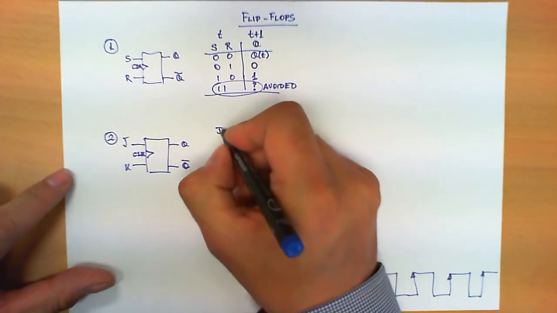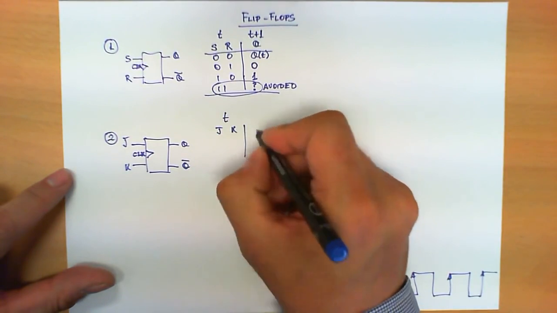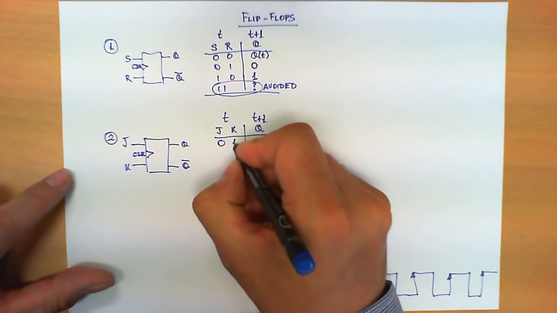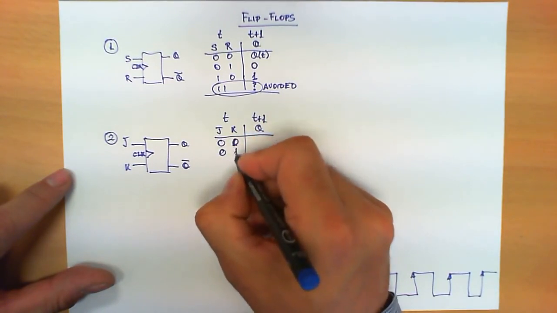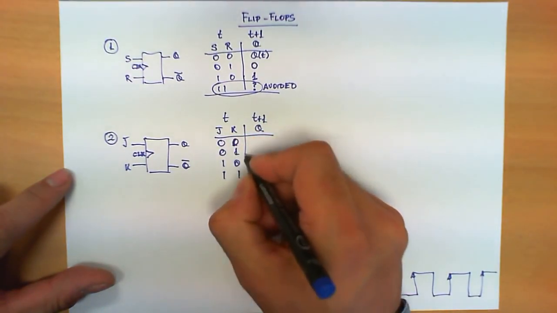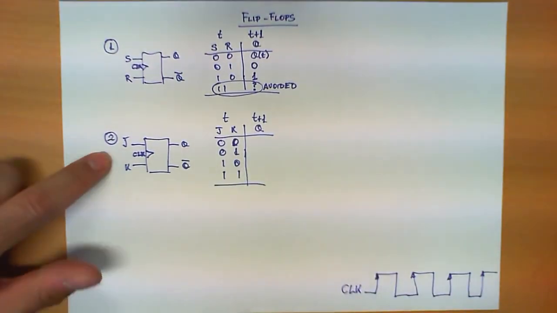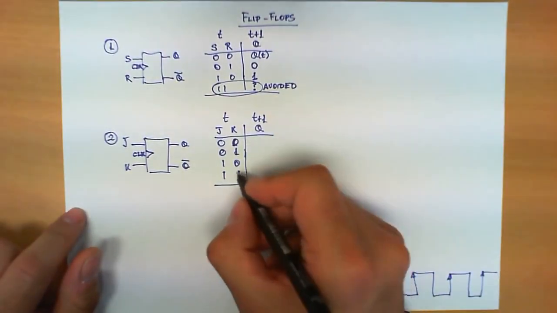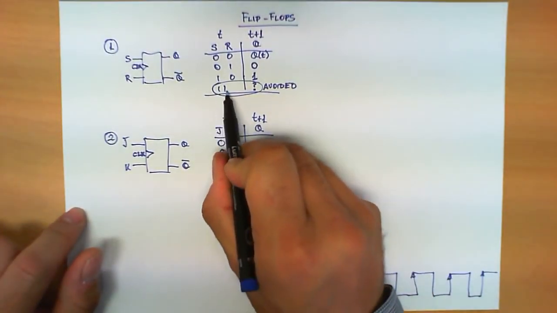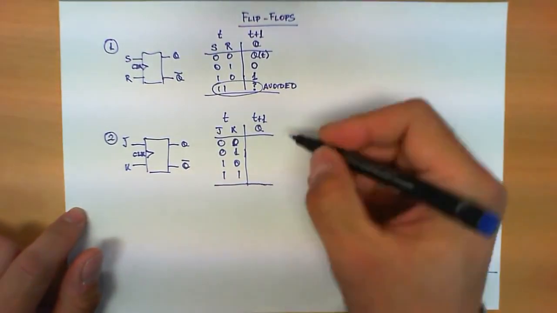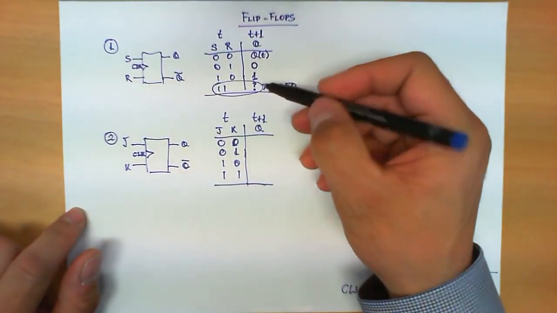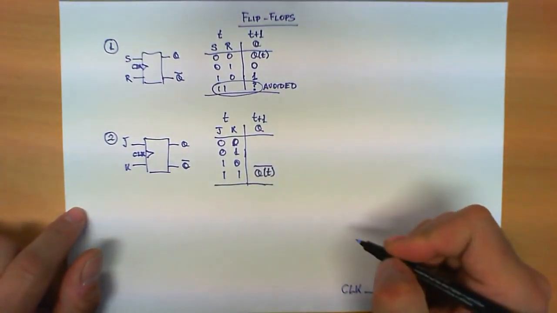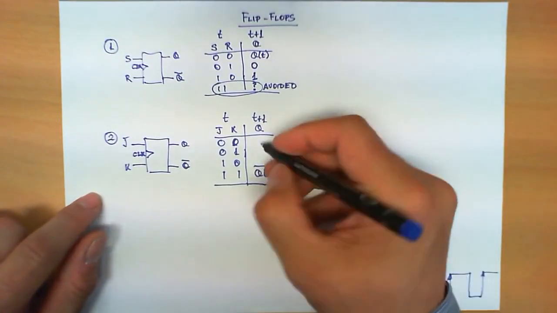We specify the values of J and K at time t, and we calculate the value of Q at time t plus 1. As in the previous case, we have four possible combinations: 0 0, 0 1, 1 0, 1 1. And the JK flip-flop behaves similar to the SR flip-flop, except that in this fourth transition, whenever both signals are 1 1, the flip-flop, rather than being unstable, changes the value of its output. And the other three combinations are the same as in the SR case.